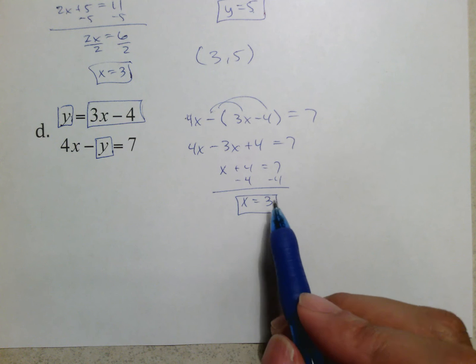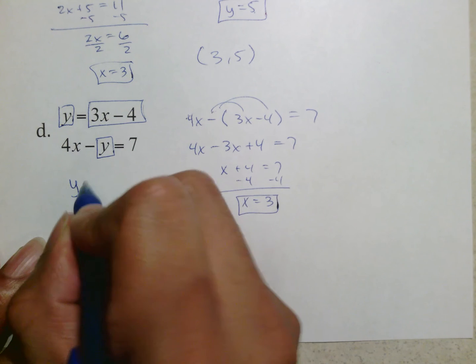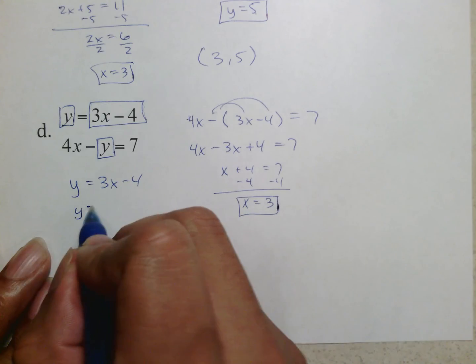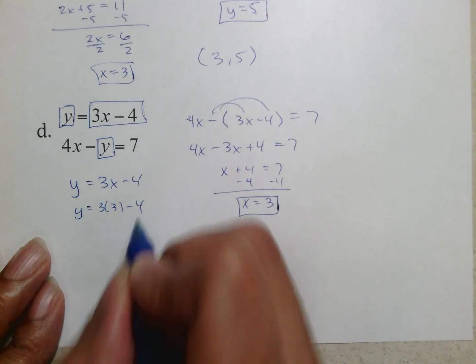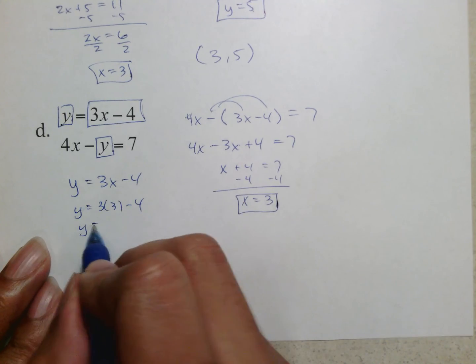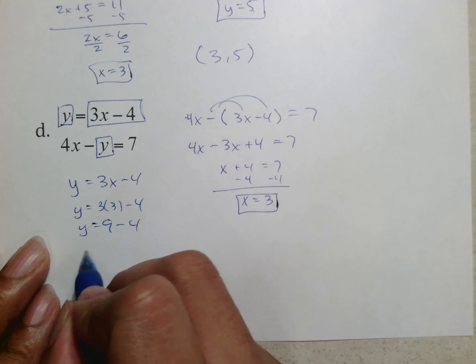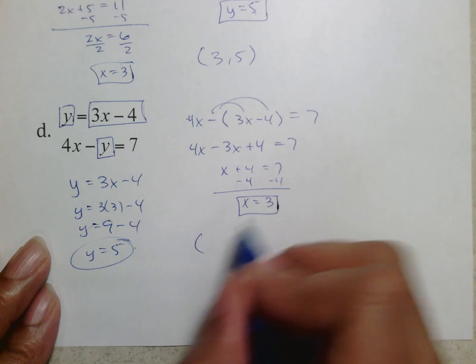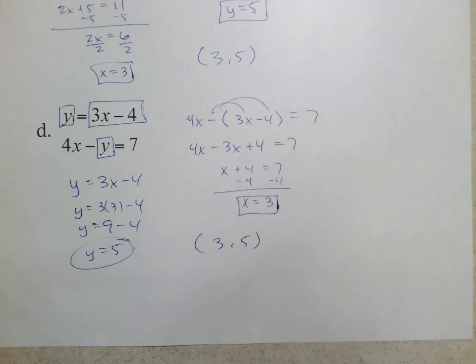Taking this now, putting the 3 back into one of my two equations. Again, I usually just pick the top, put 3 in for x there, so it's y is equal to 3 times 3 minus 4. 3 times 3 turns into 9, and 9 minus 4 gives you the answer of 5, which means my ordered pair again is 3, 5.